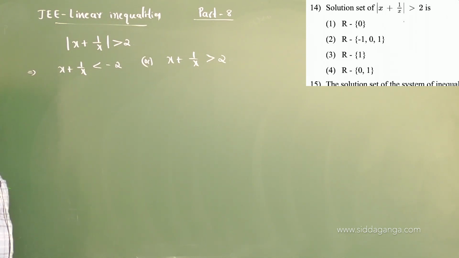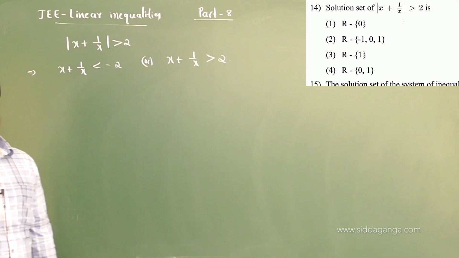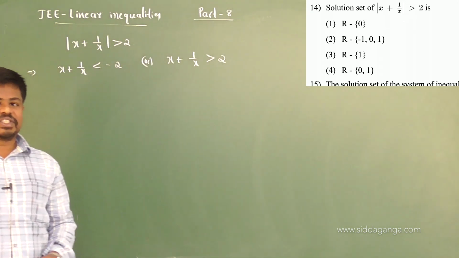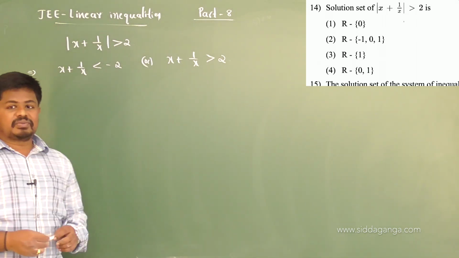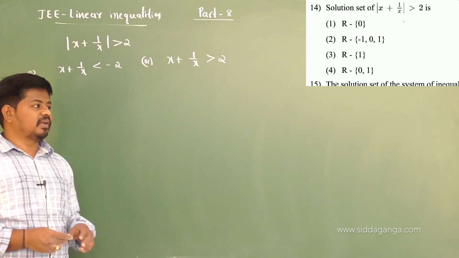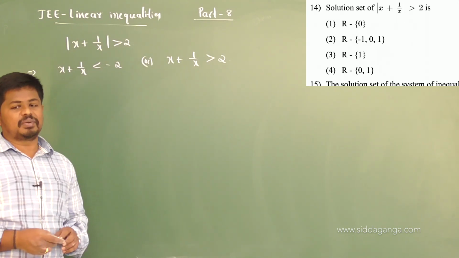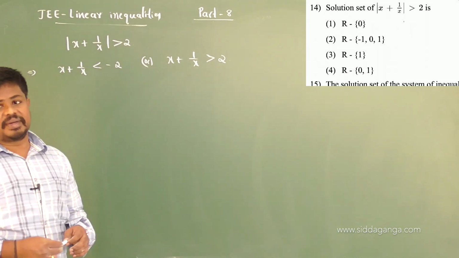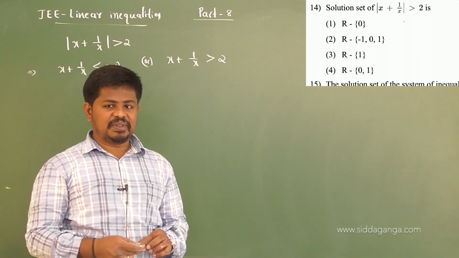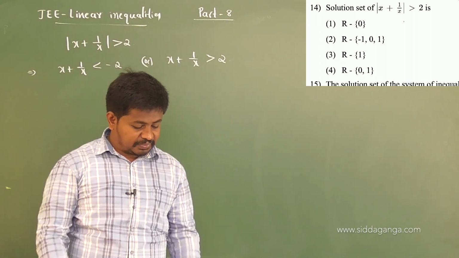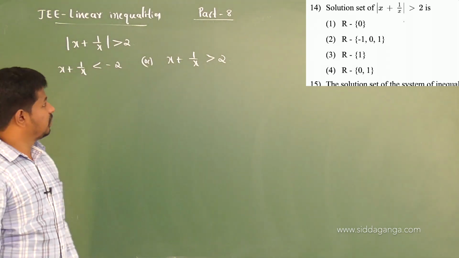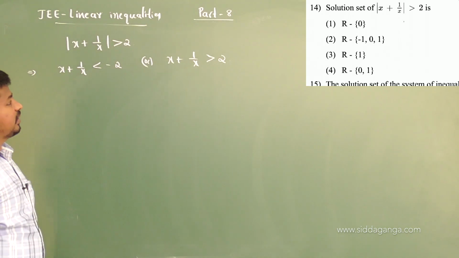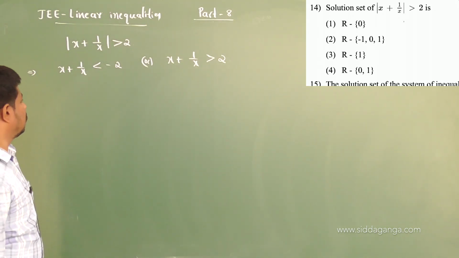So no need to solve this. Let us verify the options. Okay, look at the first option we have. First option is what? Set of all non-zero real numbers, you mean except 0. You mean except 0 we have all the other real numbers in the first set, right? Let me take 1 and substitute in this. Let me check whether any of these two is true for x equal to 1.